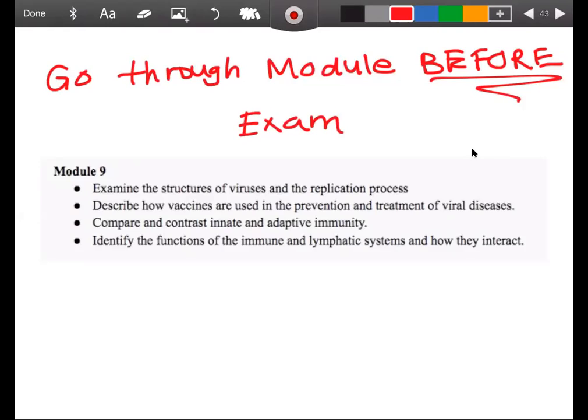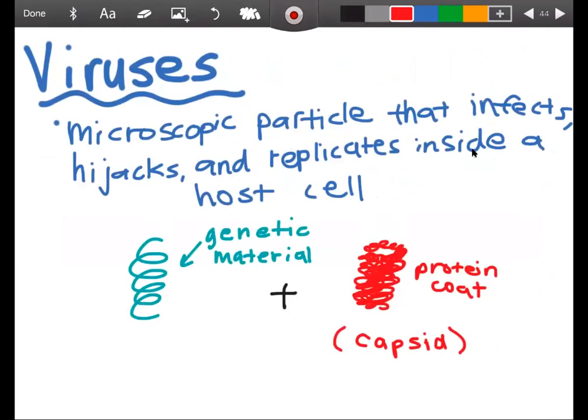As I said before, module 9 is going to be offered with the exam. I would highly recommend to go through the entire module before taking the exam. There are going to be quite a few questions that are referring to module 9, so it's really important to be familiar with the content in that module before you take it. So yes, go through the module, and I'm going to go through it pretty briefly. I don't want to go into detail just because you're going to have to go through the rest anyways during the week. So this module is basically talking about viruses.